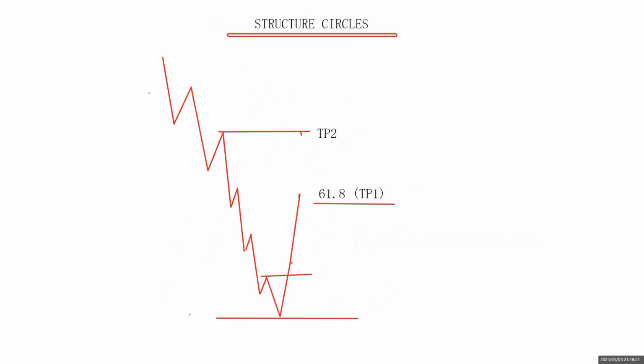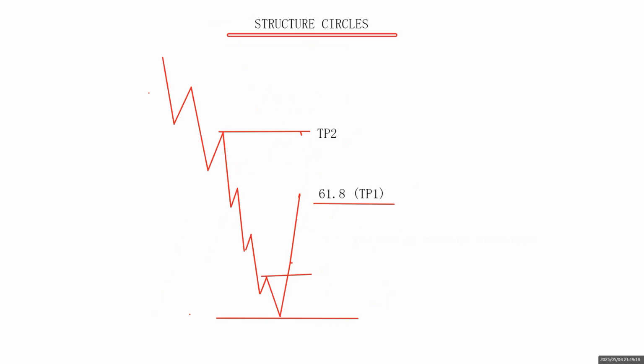So these are the rules of structure circles. A break of a small structure circle does not affect the big structure circle. That's what I'm saying: right here, because there's a break of a small structure circle, be wary of 61.8. It's only a small structure circle. Price can eventually form a large lower high here and continue the lower low. This is because, like we said, a break of a small structure circle does not affect the big structure circle. So this is TP1 while this is TP2.